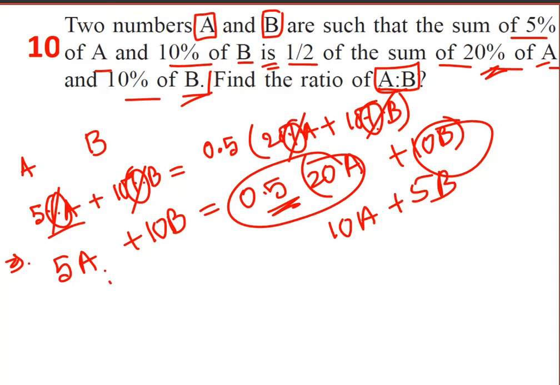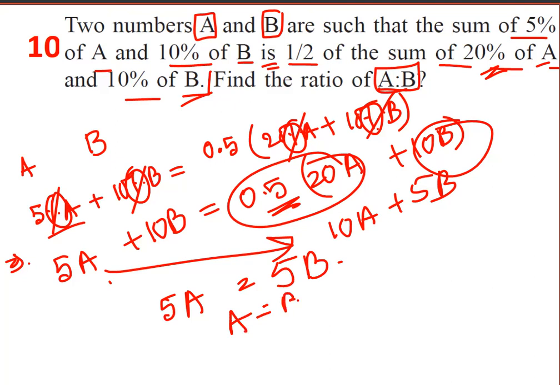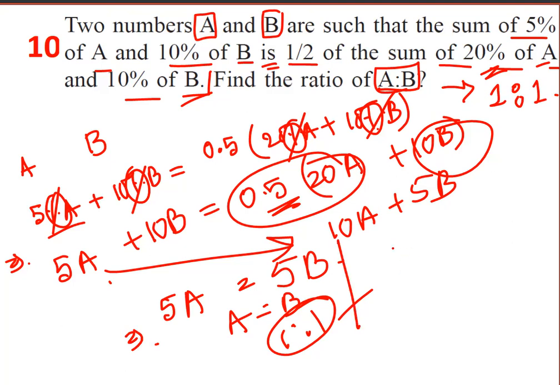So overall, this will get subtracted and it will become 5A on the left hand side, and on the right hand side it is 5B. So basically A equals B, meaning the ratio is 1:1. So the answer will be 1:1. Okay, clear?